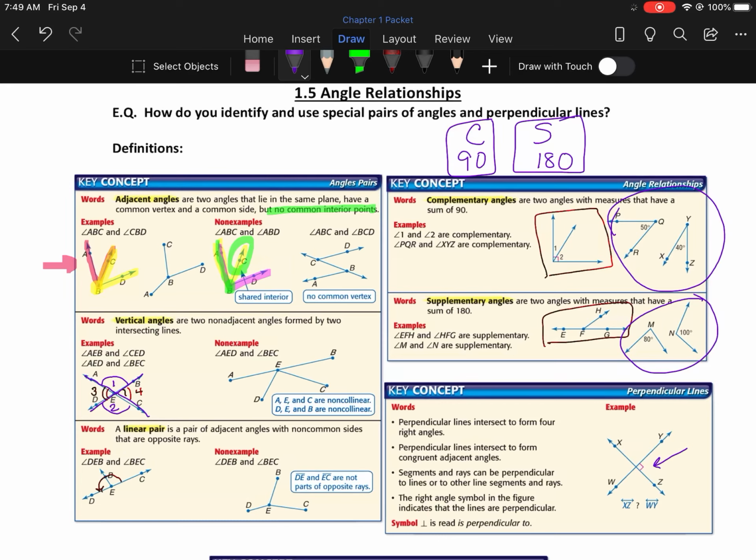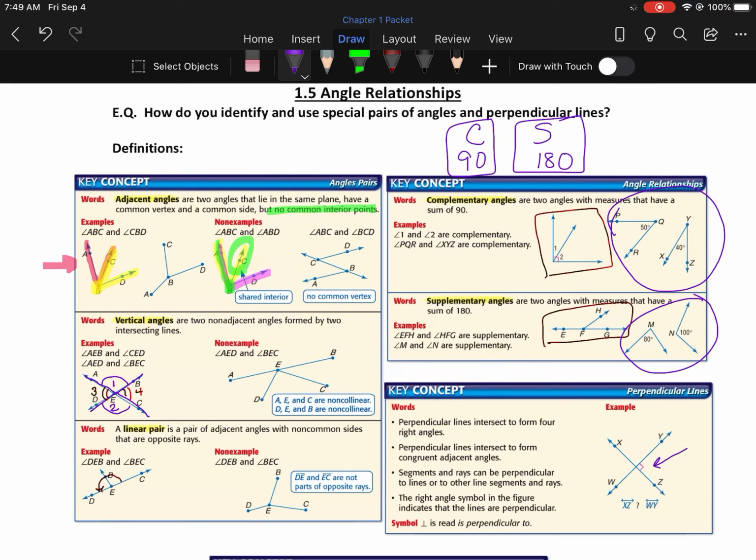Perpendicular lines intersect to form congruent adjacent angles. They're congruent because they're all 90 degrees, and adjacent because they're side by side. Segments and rays can be perpendicular to lines or other segments and rays. And the last one says the right angle symbol in the figure indicates that the lines are perpendicular.